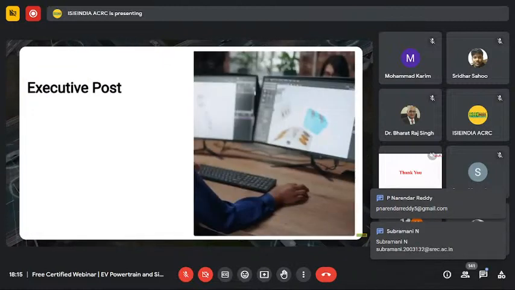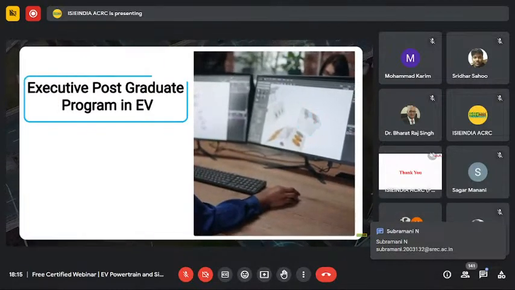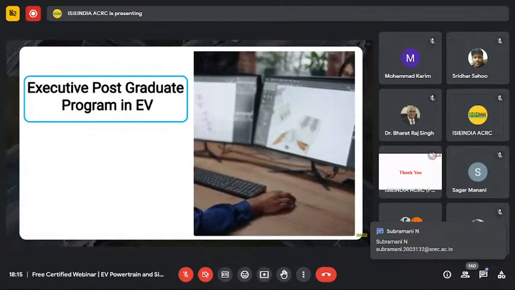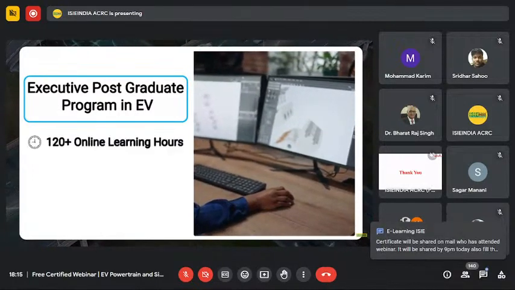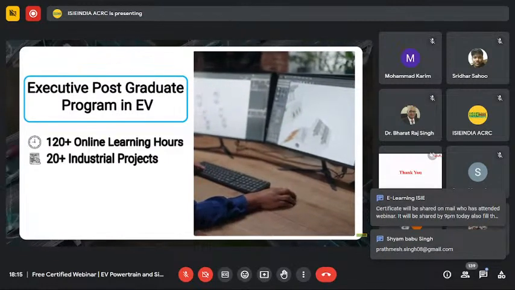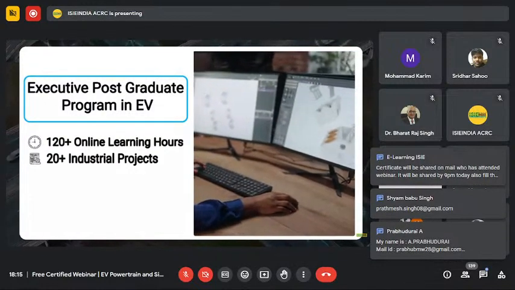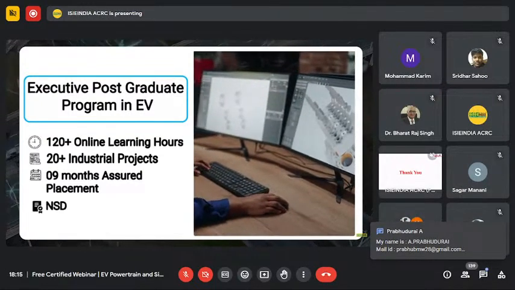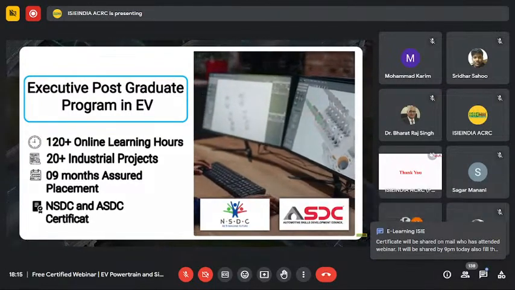Our executive postgraduate program in EV is specially designed for working professionals who want to upskill themselves or are looking for a career change in the EV industry. With 120 plus online learning hours and 20 plus hours of industrial projects, it is a 9-month assured placement course with globally valid certification from NSDC and ASDC, Government of India.